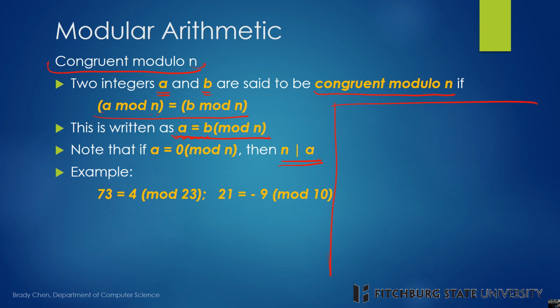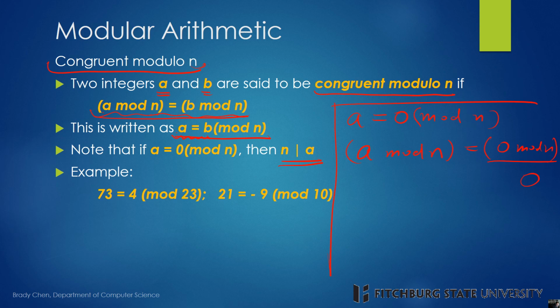Now, what does A congruent 0 mod n mean? This basically means A mod n equals 0 mod n, right? By the definition of congruent. Now 0 mod n, what is the value? It means the remainder when 0 is divided by n. Now what is this? It's 0, right? When 0 is divided by any number, the remainder is 0.